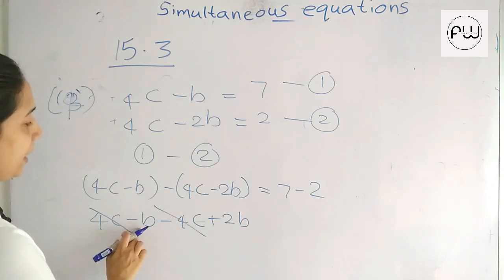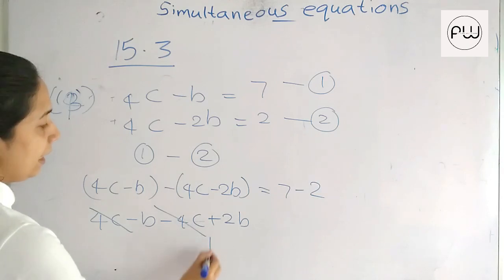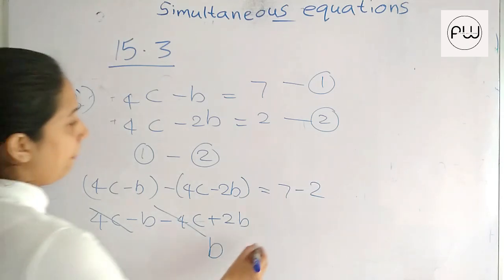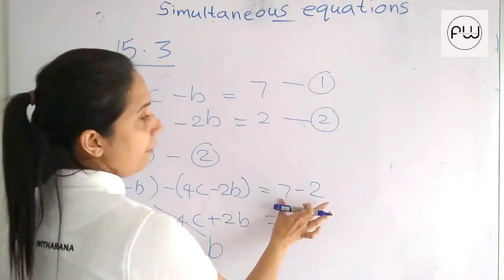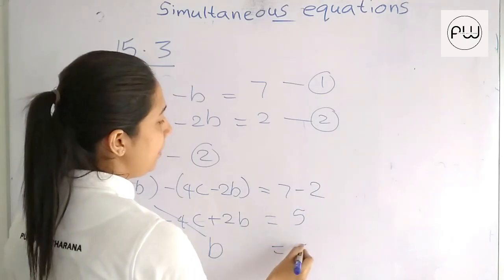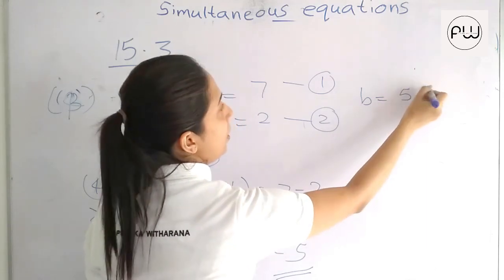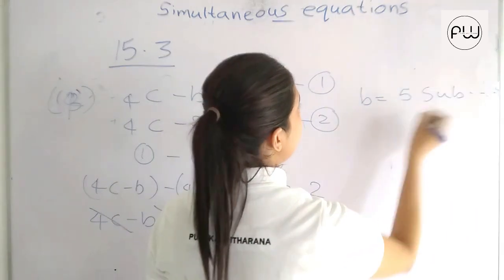Now see what happened here. Here minus b and here plus 2b. Then it becomes b. b equals 7 minus 2. 7 minus 2 is 5. Then b equals 5. Then we can substitute b equals 5 into one of the equations.